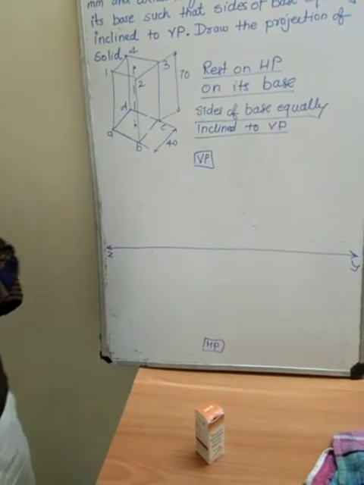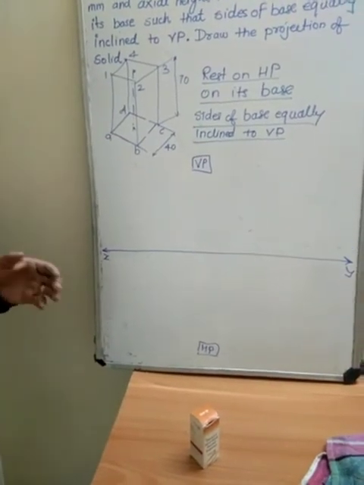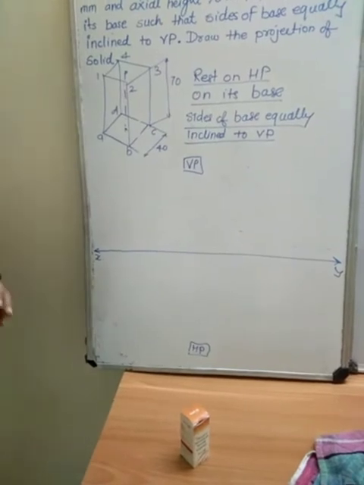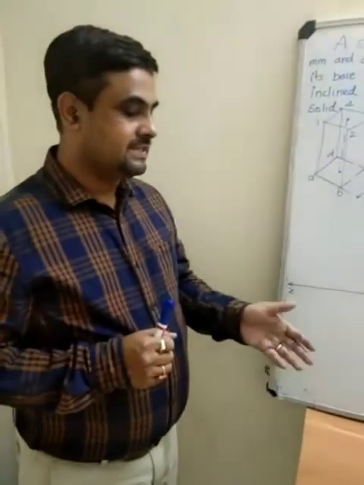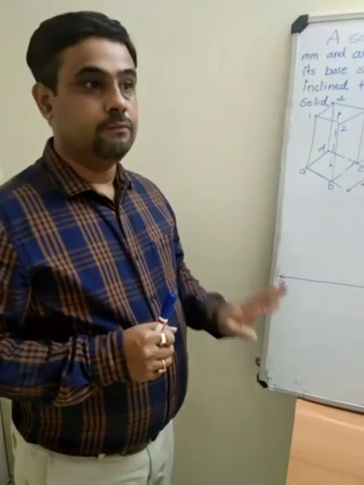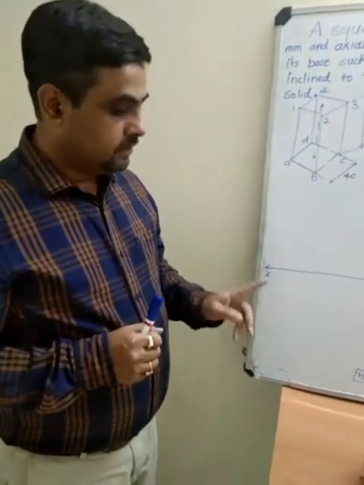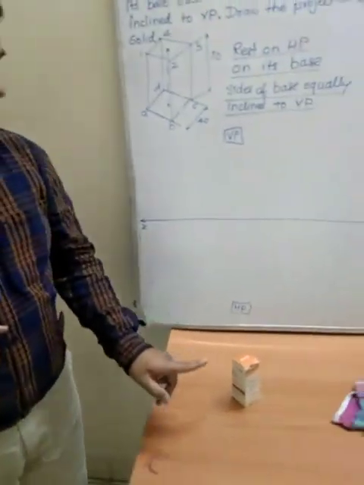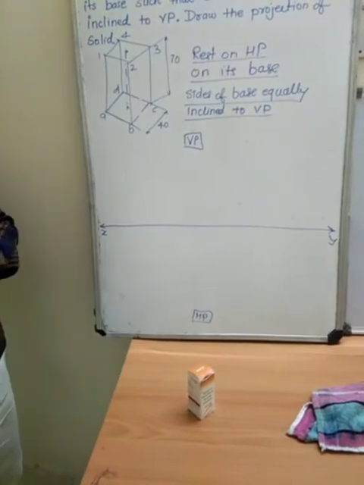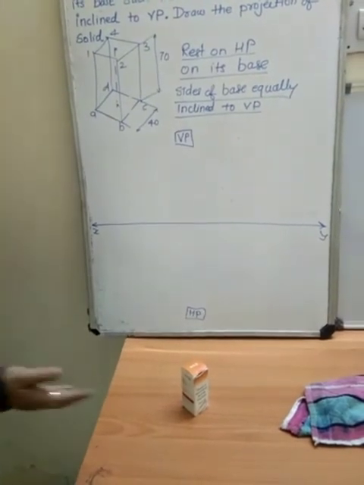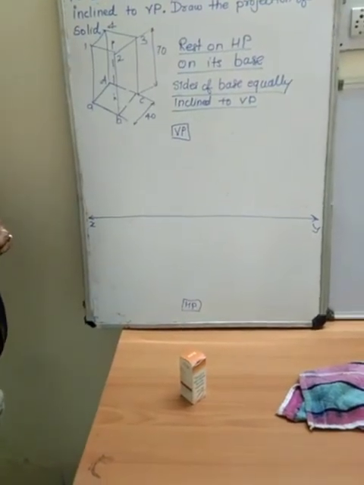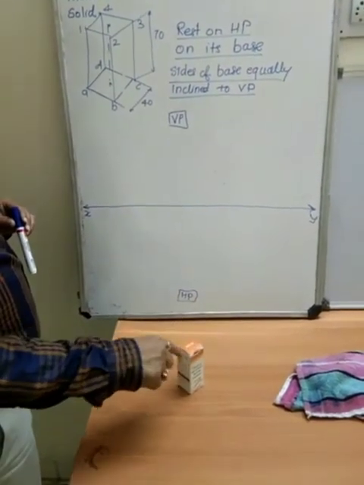Now you know the rule. In the last lecture I taught you the rule: you have to draw the problem from that view where we can see the base. Now you have to think whether you can observe the base from front view or top view. In this position it is very clear that from top view you will get the base.